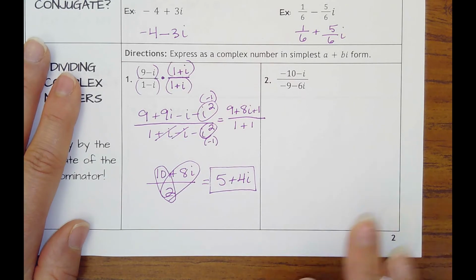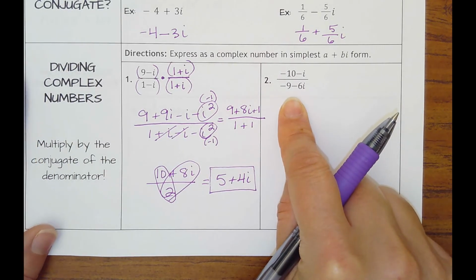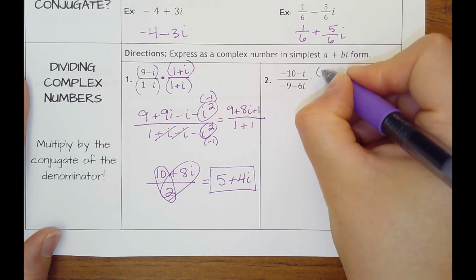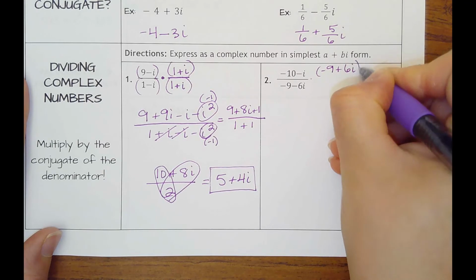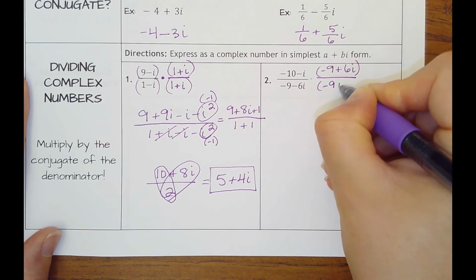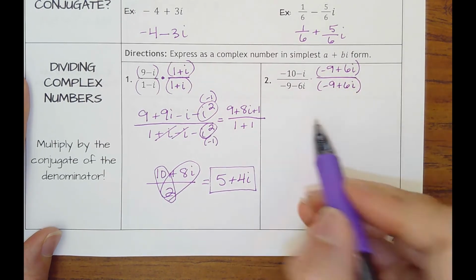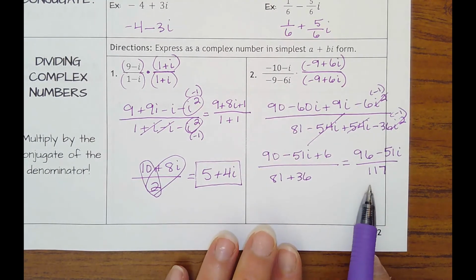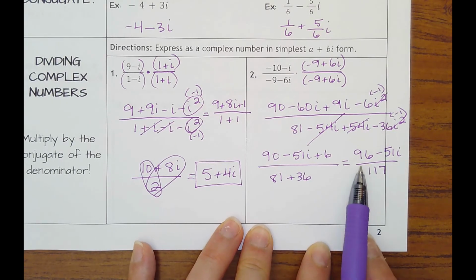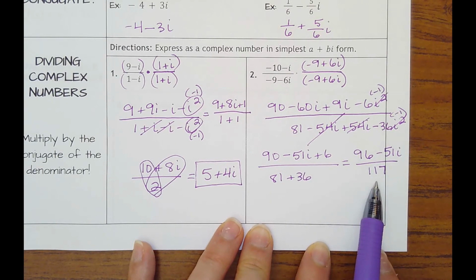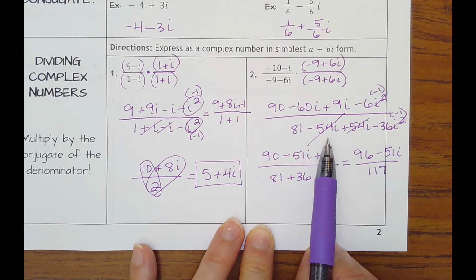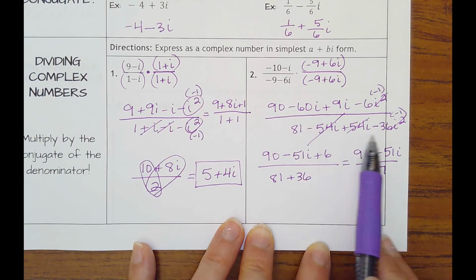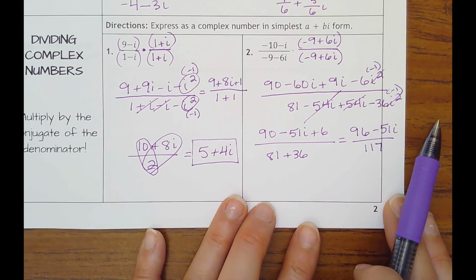All right, let's try number 2. So we don't like i in the bottom. We would need to multiply by the conjugate of the denominator, -9 plus 6i, -9 plus 6i. Okay, I'm going to let you FOIL this one on your own. Here's what I got down to. Hopefully I did all my math right. I got 96 minus 51i over 117. And I also will note that usually on the bottom, I don't even do the outer and inner. I just multiply the first and last because I know these will always cancel out. And some of you probably did that.